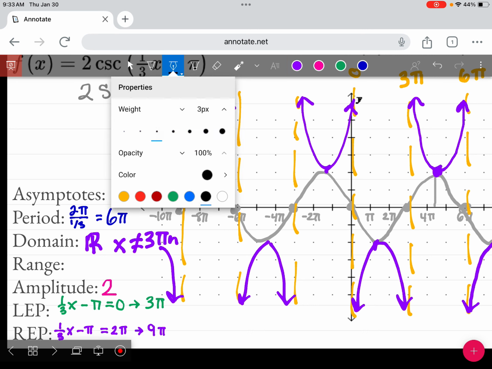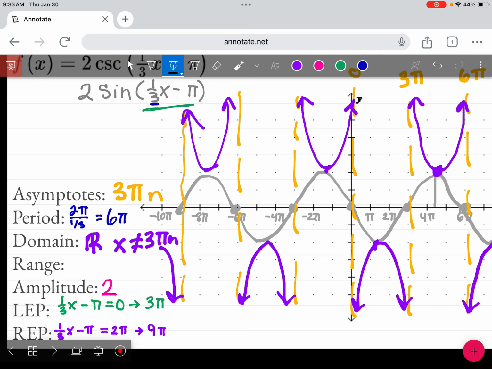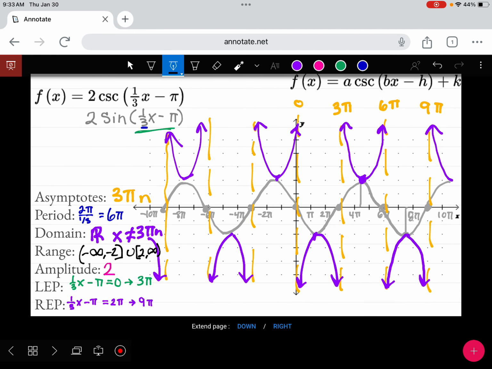What is our range? 2 to infinity. Okay. Cool. I was like, they look scary. They're kind of intense.